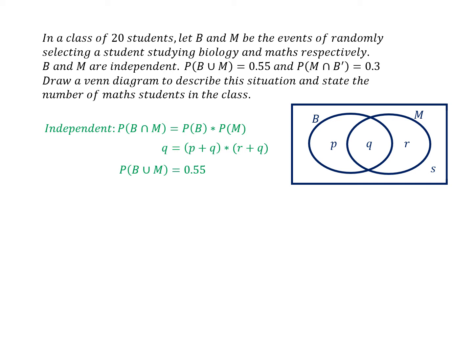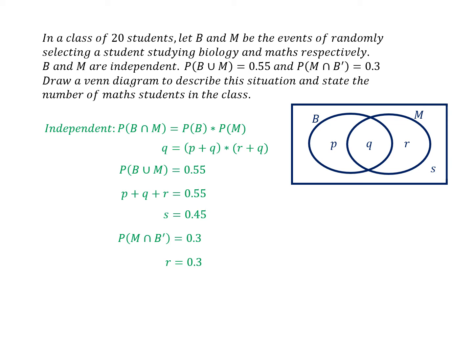So if B or M is 0.55, what does that mean in terms of the letters P, Q, R and S? Well, P plus Q plus R is the probability of B or M. And if that's 0.55, then we can immediately say that S is 0.45. The next piece of information we're given is that the probability of M and not B is 0.3. So M and not B is that sector there, and so that means that R is 0.3.